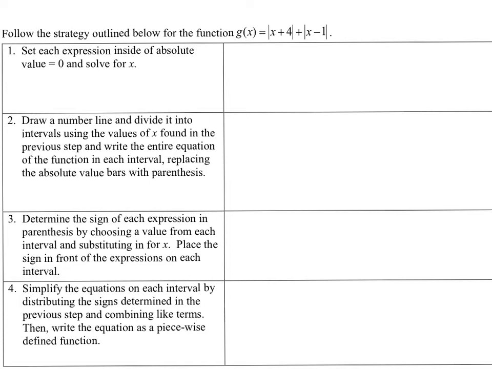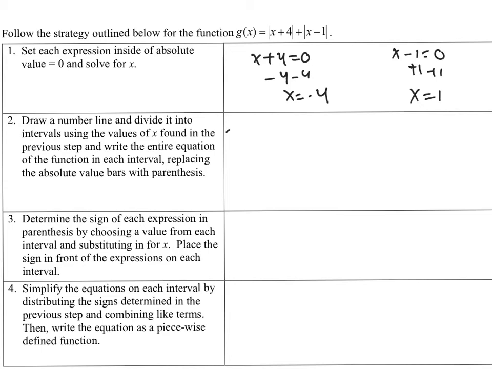All right, so now we have the function g of x is equal to the absolute value of x plus 4 plus the absolute value of x minus 1. We have to set each expression inside the absolute value equal to 0 and solve for x. So x plus 4 equals 0; subtract 4, and x is negative 4. Then x minus 1 equals 0; add 1, and x is positive 1.